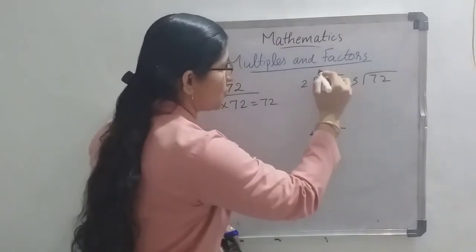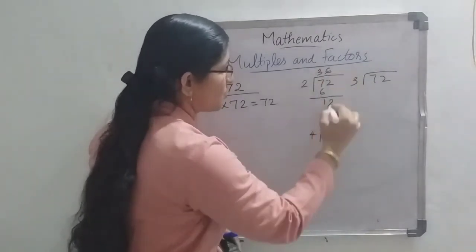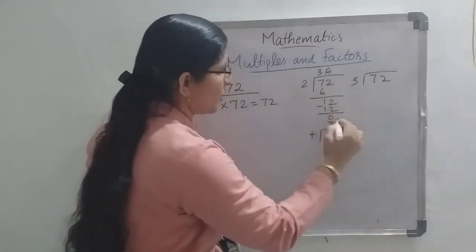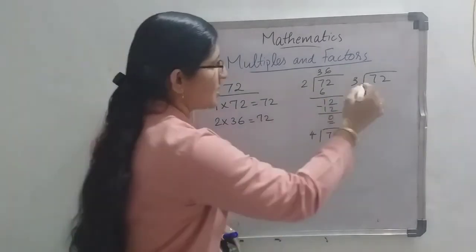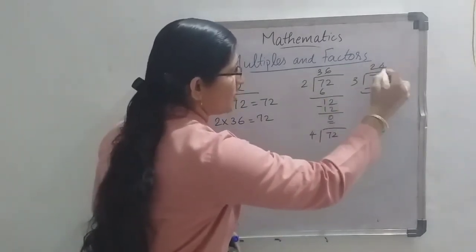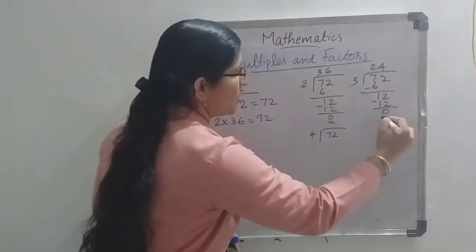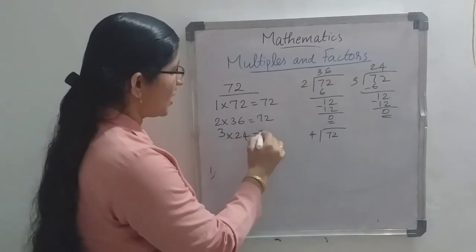So 2: 3 2s are 6, 6 2s are 12, 12 minus 12 is 0. Yes, so 2 into 36 is equal to 72. Next 3: 2 3s are 6, 4 3s are 12, 12 minus 12 is 0. Here also 3 into 24 is a factor.